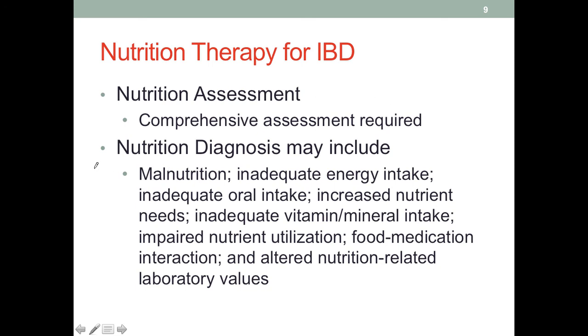As we mentioned, it is common for people with IBD to be malnourished, so it's no surprise that we may have a lot of inadequate intake problems within the intake domain. Also, common problems in IBD are impaired nutrient utilization, altered GI function, and food-medication interaction. All of these are associated with the pathophysiology and treatment of this condition.